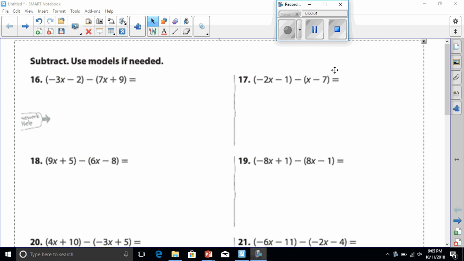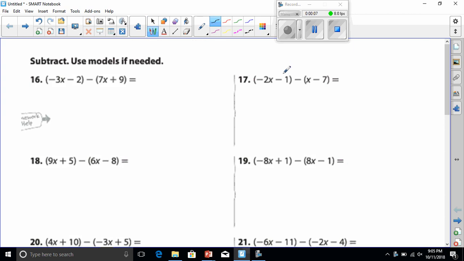All right, everyone, tonight we're going to be going over subtracting linear expressions. I'm going to do the odds, so let's start with number 17.